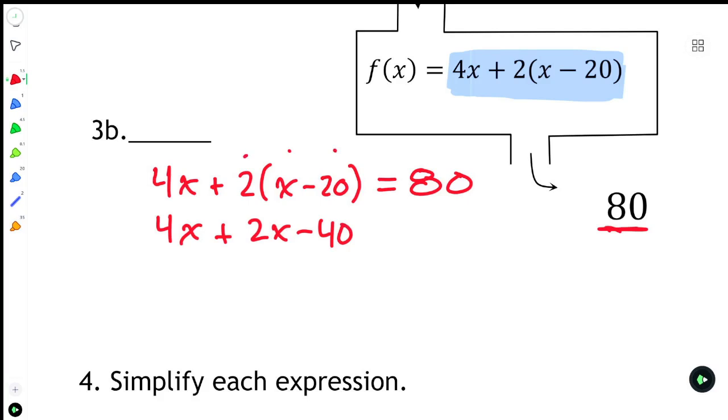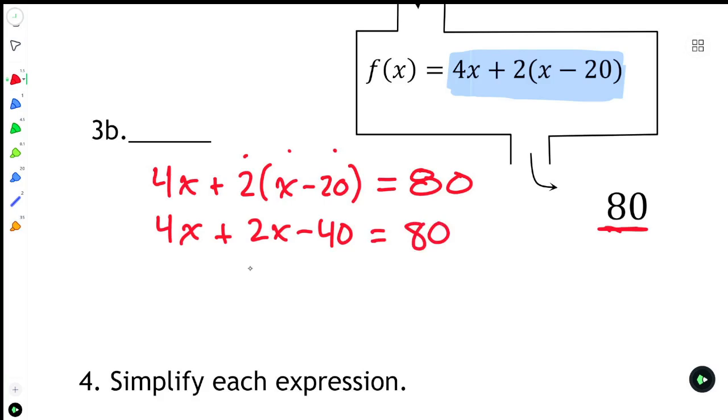So what just happened there was both the x and the -20 were multiplied by 2. I have to distribute a multiplication across different terms. Here I had a term of x and a term of -20, so both of those terms got a factor of 2. So that's a valid rewrite. On the other side, I've got 80 still.